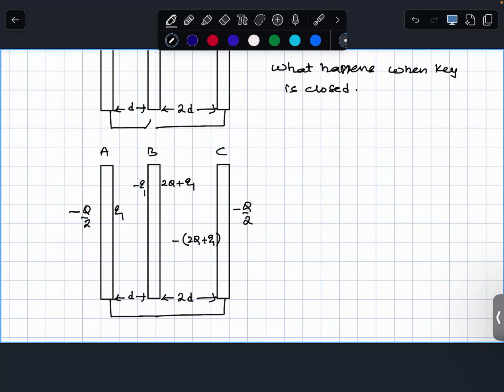Now what is happening over here? Now see, charge redistributed, that's fine. But how to find Q1? The potential difference of A and C is 0. Why? See. Why is VA minus VC 0?